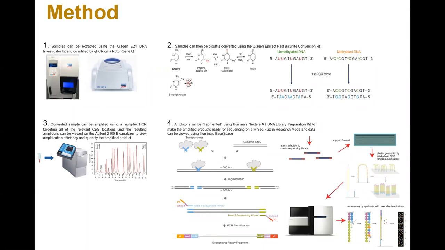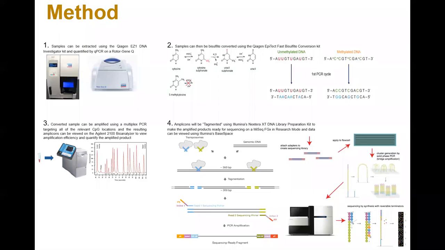Knowing how much we have is going to be important for going on to the next step, which is library preparation. And that is with Illumina's Nextera XT DNA Library Preparation Kit. This is a very fast library prep kit from Illumina. The protocol takes only about 90 minutes, and that's with about 15 minutes of hands-on time.